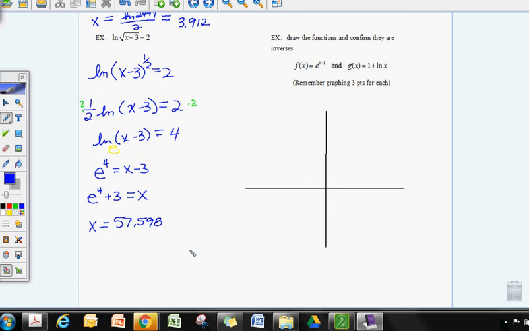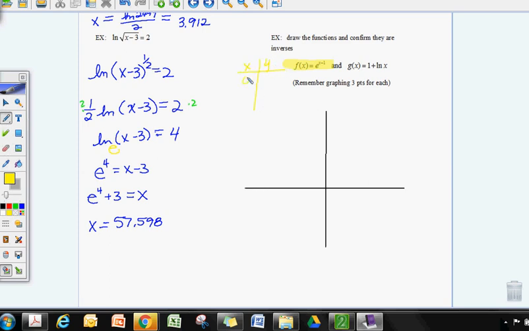Lot of equations. Last one. It said draw the functions and confirm that they're inverses. So I don't know what you guys remember about graphing. When I am graphing this function here, I'm going to be doing it in yellow. And hopefully you guys at least remember a couple of things. First of all, let's get rid of that blob.